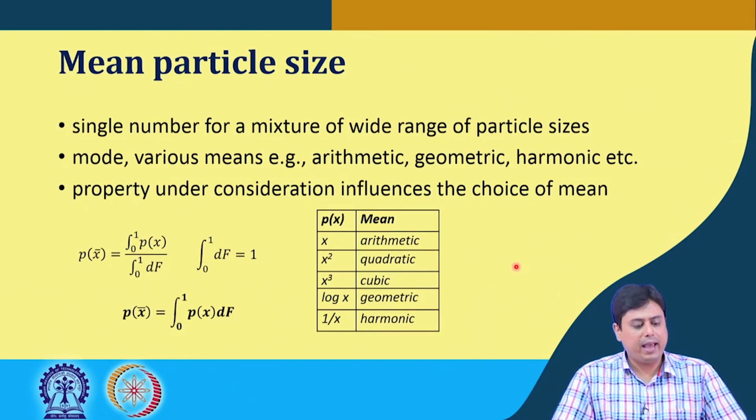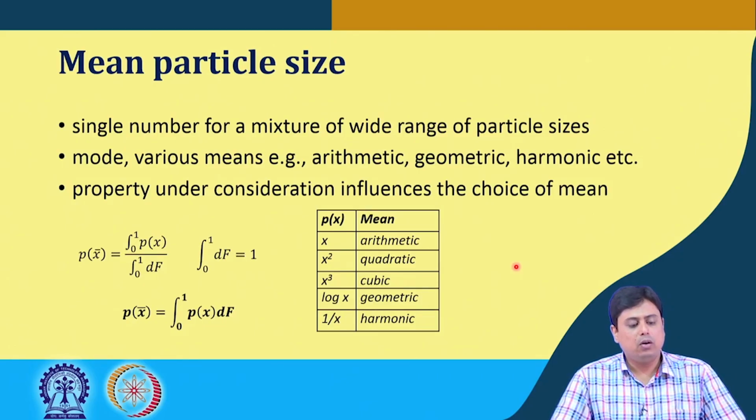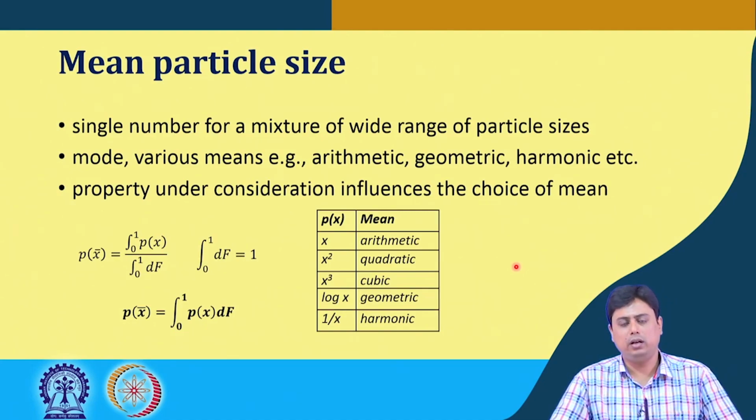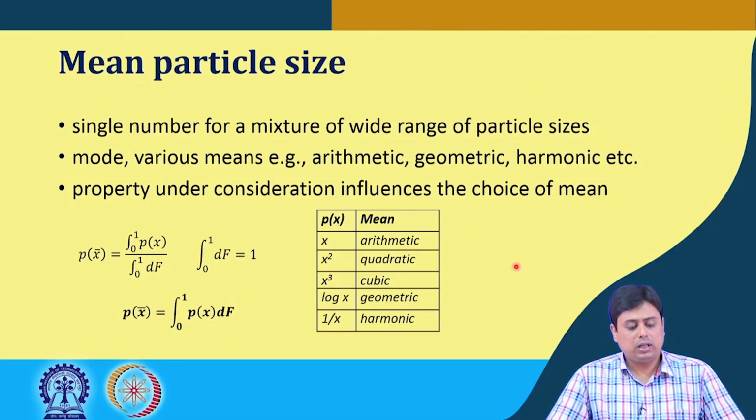So, we have the size distribution curve. Now, as I said, we have to have a mean, a single number, like we have seen in the previous two slides, one by median and the other by mode. We got one single number to represent that sample. Those are not the only practice; there can be several ways to find a single number to represent a mixture that consists of a wide range of particle sizes, for example mode and various means.